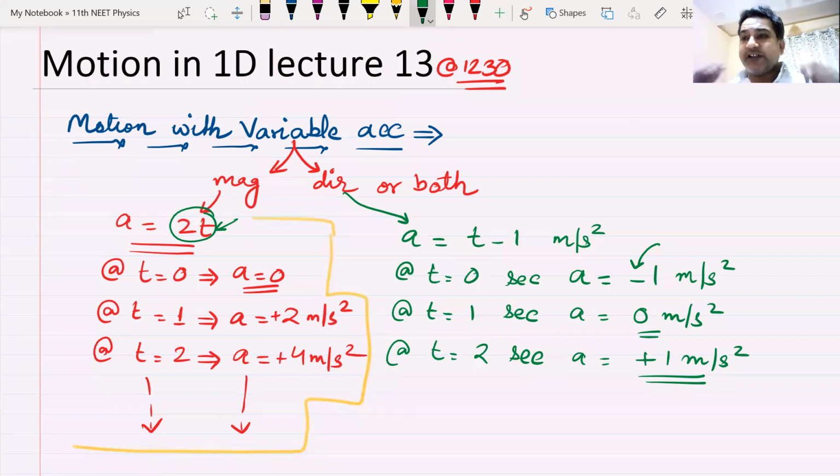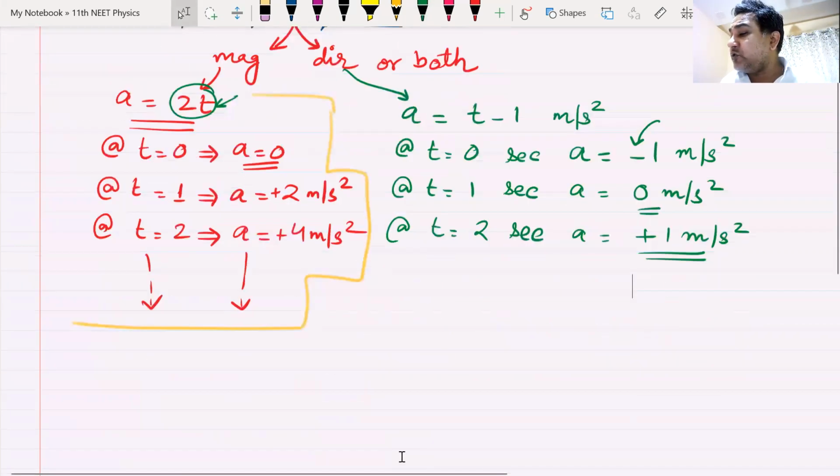So we'll be encountering such questions in which the acceleration is going to be variable. Acceleration will change with time. It can change in magnitude, it can change in direction, or it can change in both. So we understand this. We've understood that acceleration is now going to change.